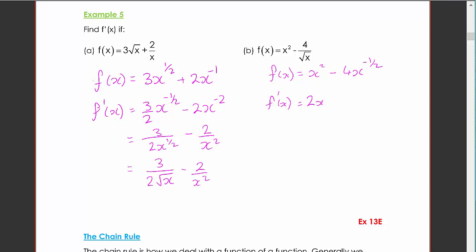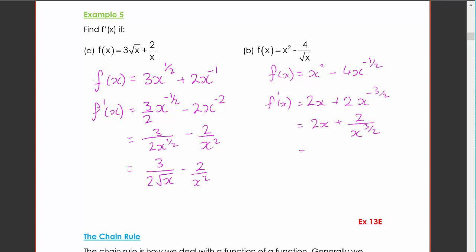So that's going to be 2x. Negative half times negative 4 is plus 2. And if we take 1 off of negative a half, you get negative 3 over 2. So that's 2x plus 2 over x to the 3 over 2.